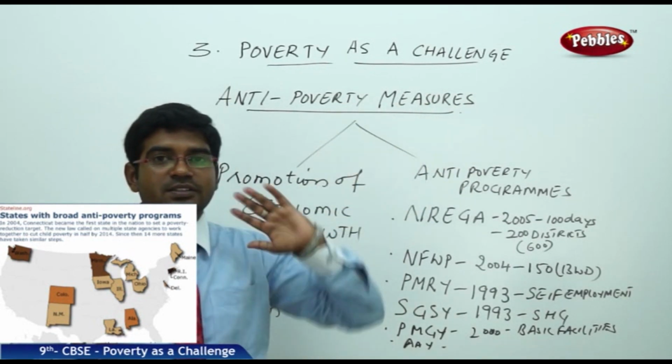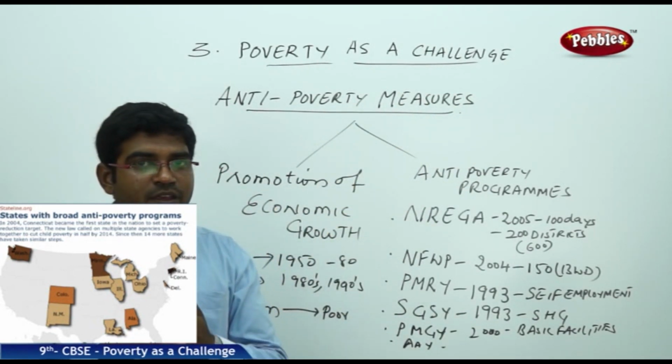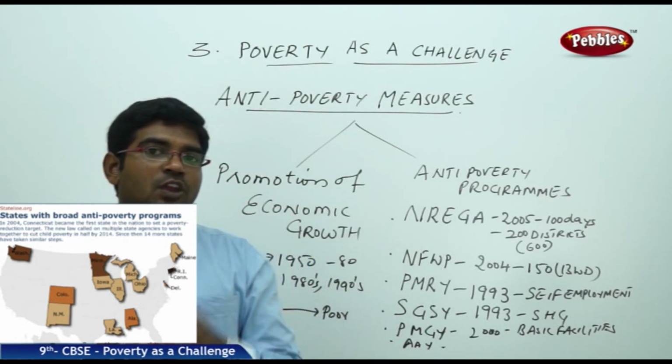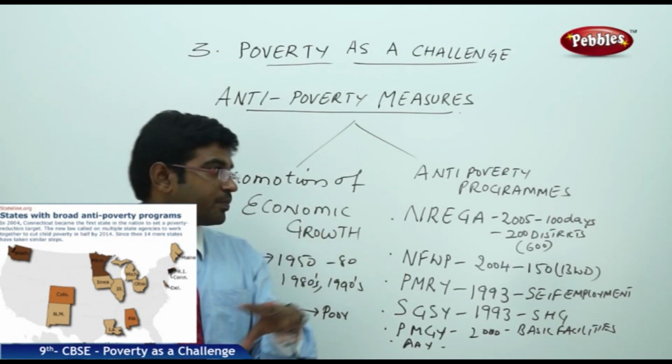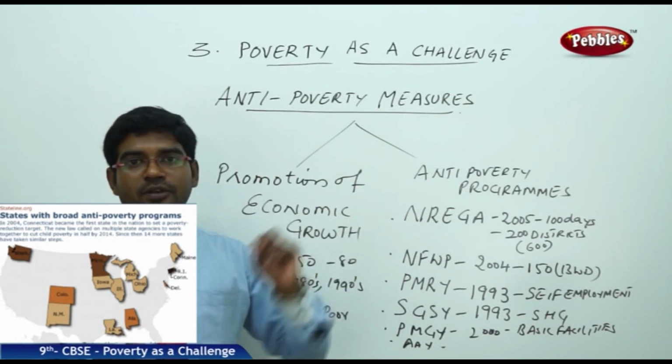Now, anti-poverty measures taken by the Government of India from 1950 till date. The government initially planned two major targets. One, to promote economic growth. Two, to have anti-poverty programs in order to eradicate poverty.